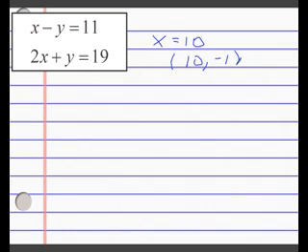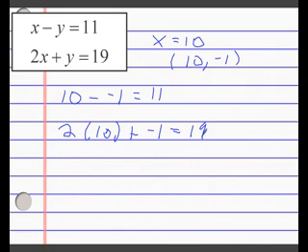And I'm going to go ahead and check it just to make sure. So I get x, or 10, minus my y, negative 1, equals 11. And 2 times 10 plus y, negative 1, equals 19. So 10 minus negative 1, or 10 plus 1, is 11, and 2 times 10 is 20, plus negative 1 is 19. So I know that I worked my problem correctly. The solution for this system of equations is 10 comma negative 1.